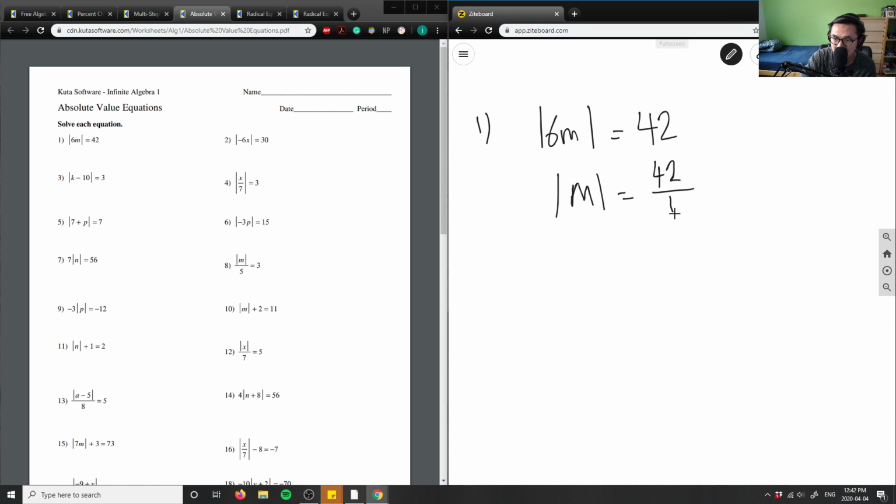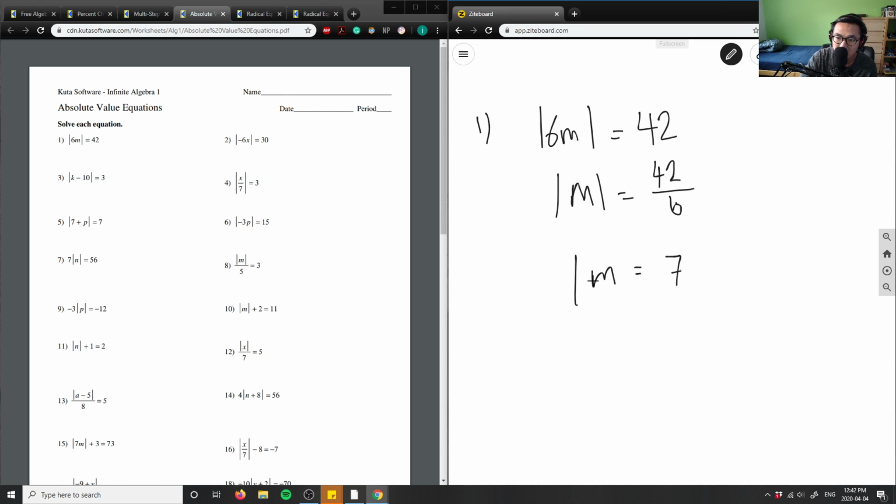Divided by 6, right? So again, let me just ignore the absolute value bar in this case. M would equal 42 divided by 6. What's 42 divided by 6? This would just be 7, right? So m here equals 7.